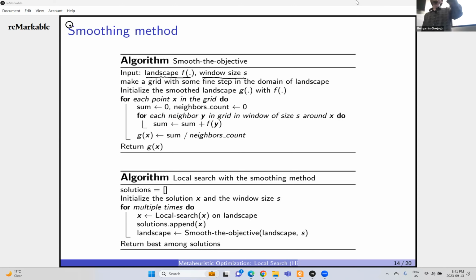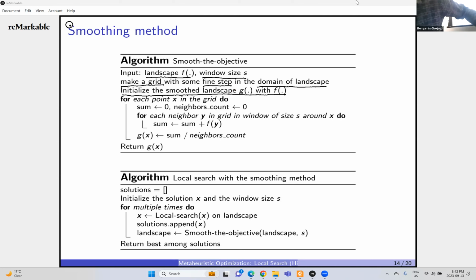Parameters are usually learned, especially in machine learning. Parameters are learned by optimization. Hyperparameters are chosen by the user. Okay. So we make a grid with some fine step. The steps need to be fine, right? Otherwise, the smoothing will be, I think, not good. It will not be accurate. In the domain of the landscape, then initialize the smooth landscape G with f. Initially, the smooth function is the function itself, right?